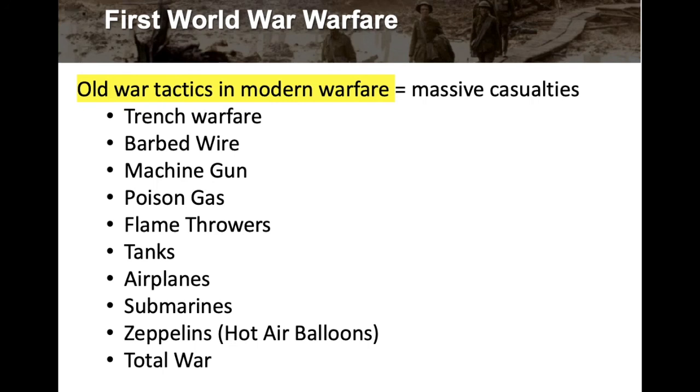Flamethrowers were new. Tanks were new. I mean, these big Goliath-type tanks would come across no man's land. And this was later on in the war. Tanks were developed later on in the war.